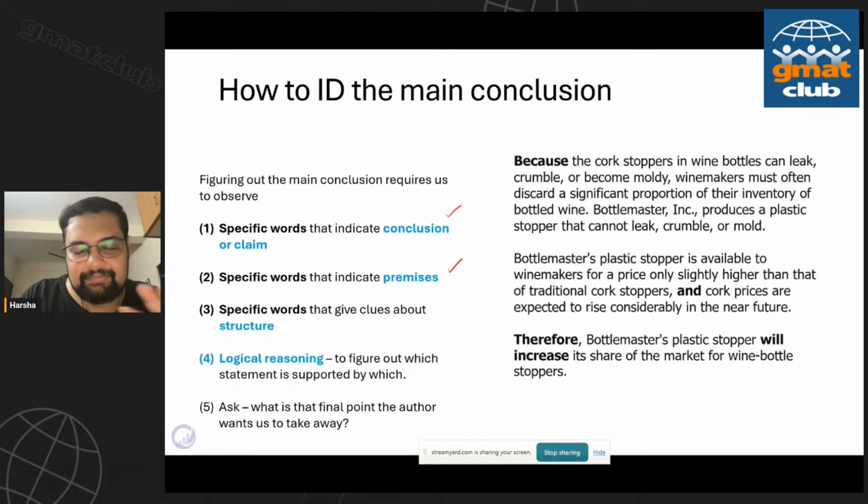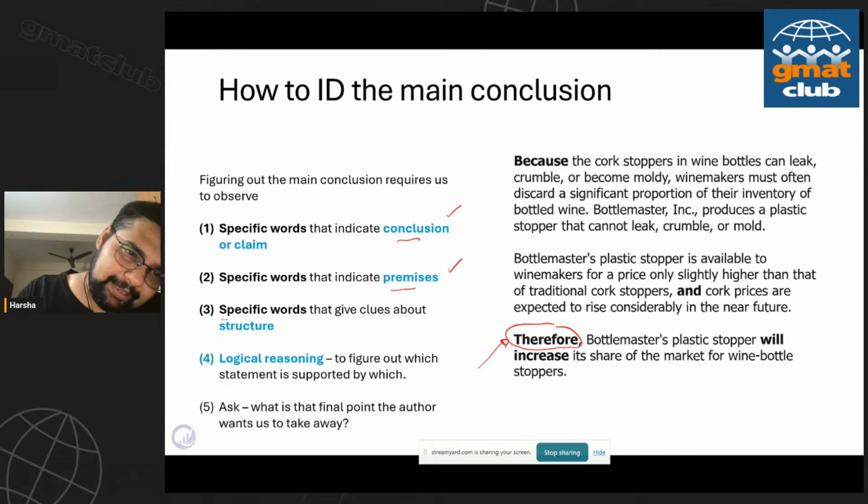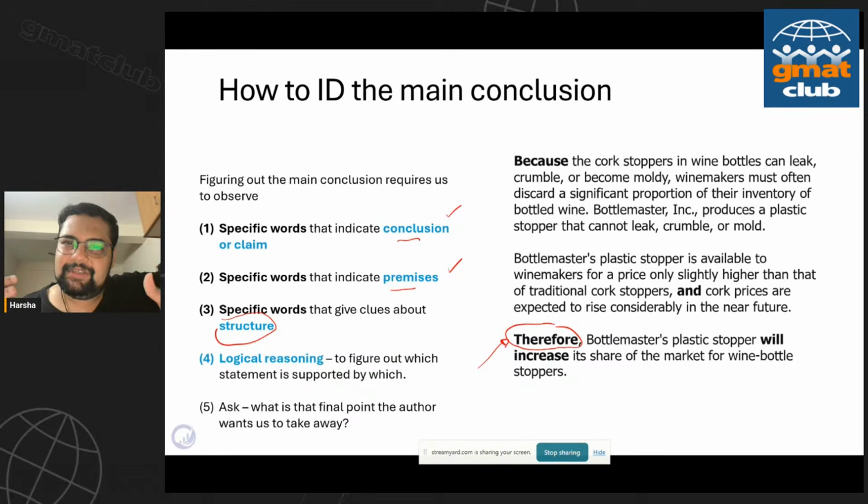So there are sometimes these words that indicate conclusions, and sometimes words that indicate premises. For example, a word like therefore is a textbook conclusion indicator. Therefore, thus, hence, so, those words are almost always associated with conclusions. There are also words that can give you a clue about the general structure of the argument. And once you're able to understand the structure, you can figure out the reasoning, what is being told based on what.